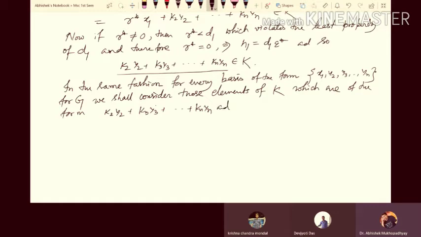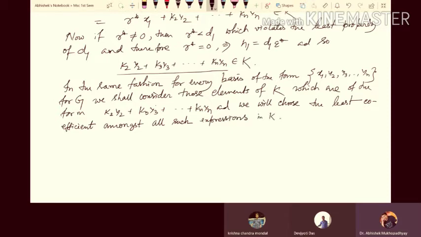and we will choose the least coefficient amongst all such expressions in K. So amongst all such expressions in K.